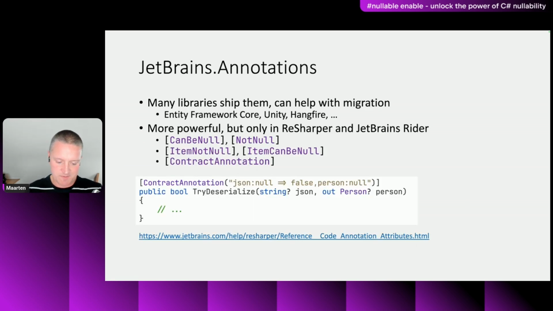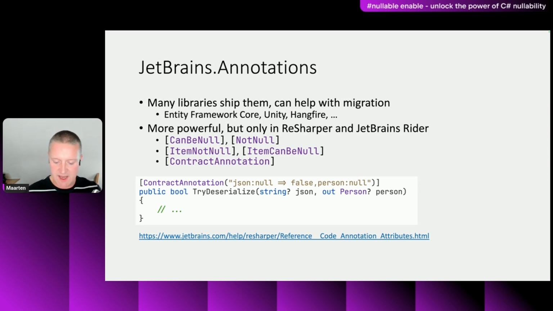All right. There's compiler annotations, but there's also the JetBrains annotations. I know Microsoft has all of these compiler annotations in the source code and so on. JetBrains actually had annotations or annotation attributes way before. And many libraries actually ship them. So if you look at Entity Framework Core, for example, still today, they ship JetBrains annotations to make the flow analysis in ReSharper and Rider slightly better and a little bit more powerful.